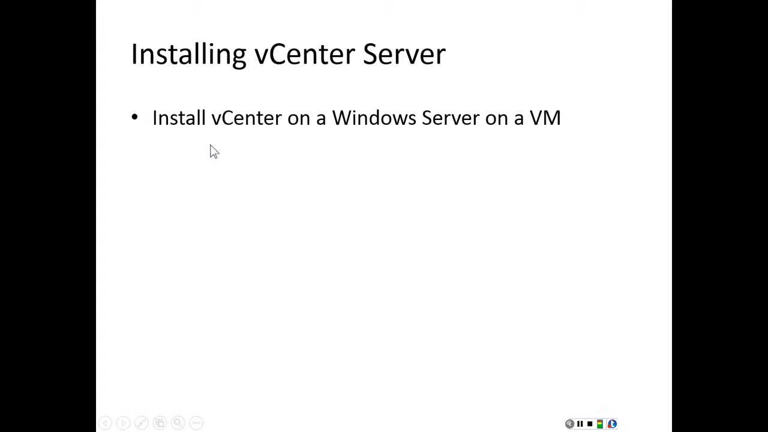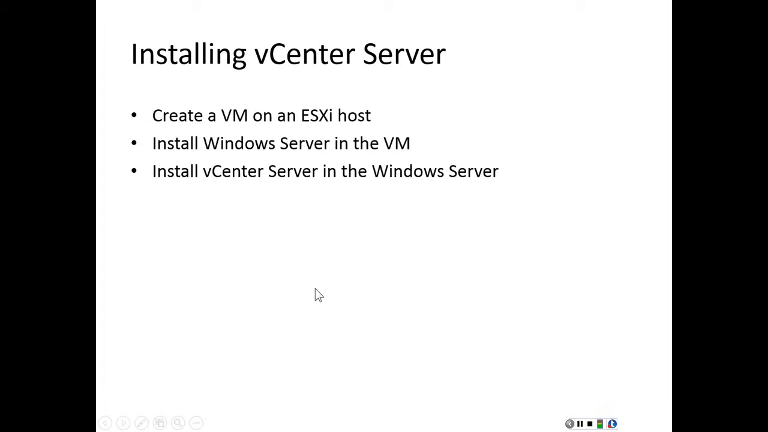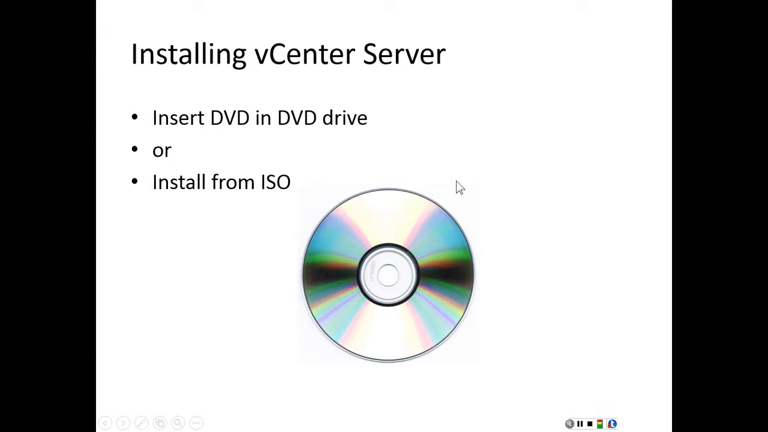To install vCenter Server, we are going to install vCenter Server on a Windows server which is running on a VM. So there are 3 major steps to that. The first step would be to create a virtual machine on an ESXi host, and then install Windows Server and VMware tools in the virtual machine, and then we would install vCenter Server on the Windows server.